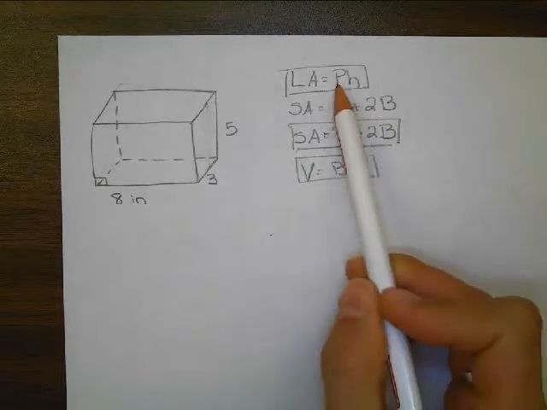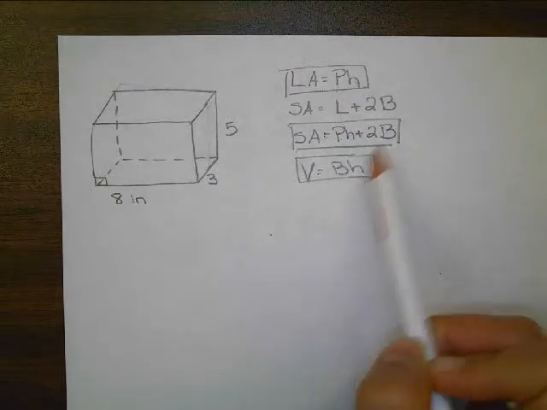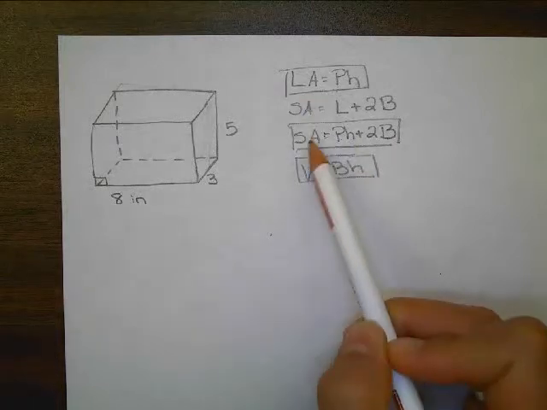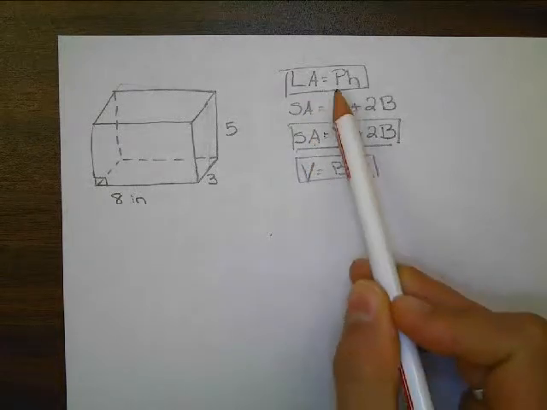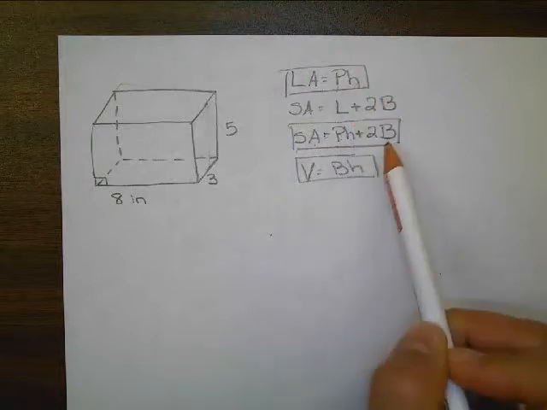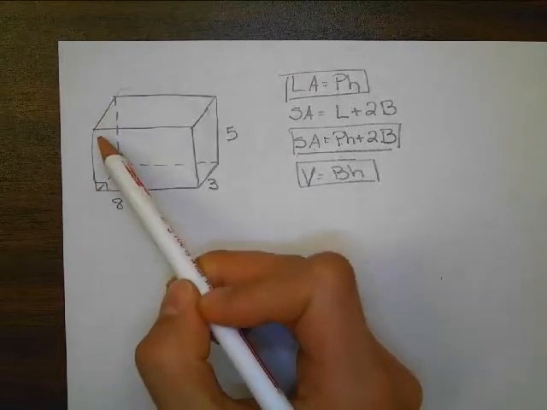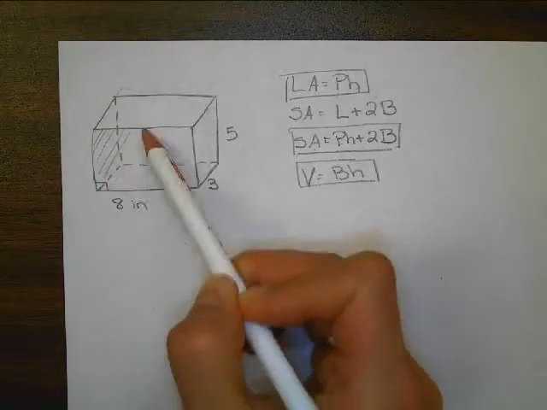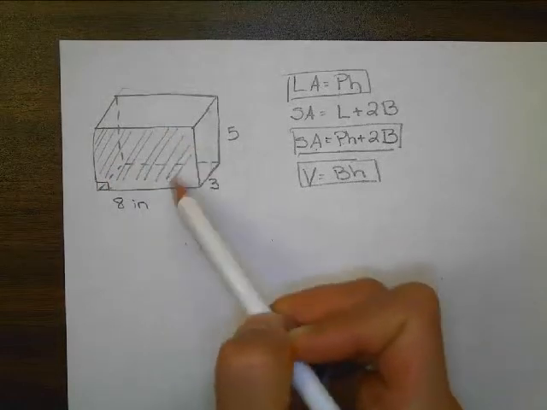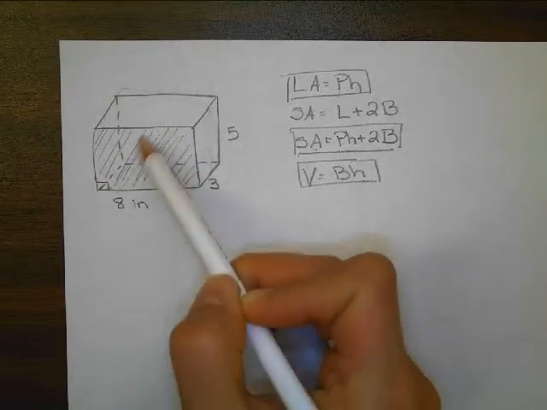So we're going to find the different pieces to get the lateral area, surface area, and volume here. And these pieces would be the perimeter, the height, and big B, which would be the area of the base. So we have a prism here. This is a rectangular prism. And with rectangular prisms, the base is always facing you. So this shaded part is the base here.